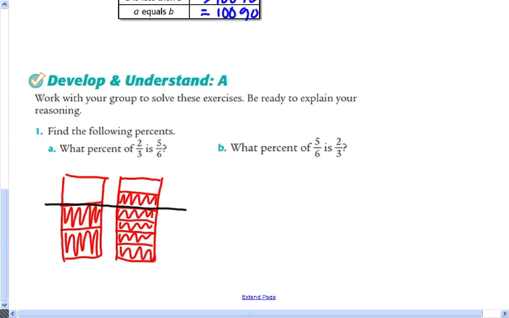So when it says what percent of 2/3 is 5/6, we can see that 100% is right here. And besides that 100%, we have an extra part. That extra part is 1 out of the 4 parts. 1 out of 4 is an extra 25%. So 5/6 is 125% of 2/3.